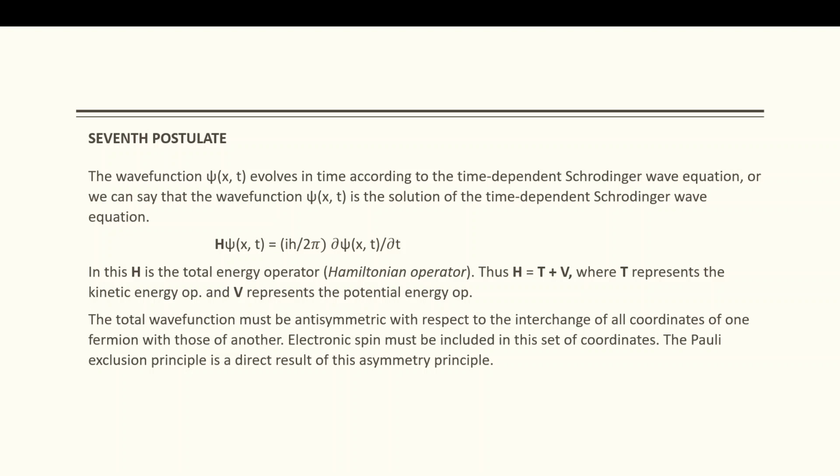The total wave function must be antisymmetric with respect to the interchange of all coordinates of one fermion with those of another. Electronic spin must be included in this set of coordinates. The Pauli exclusion principle is a direct result of this antisymmetry principle.